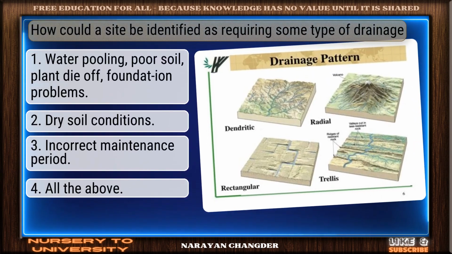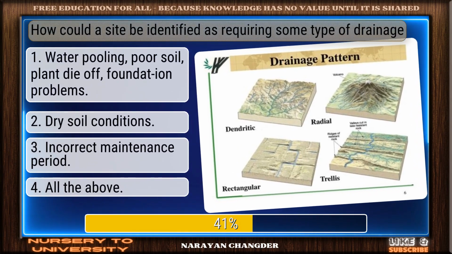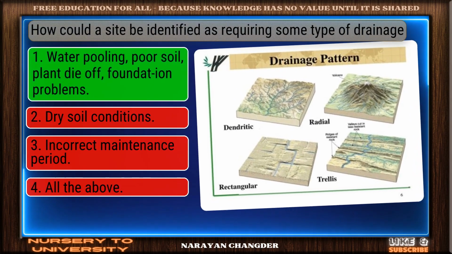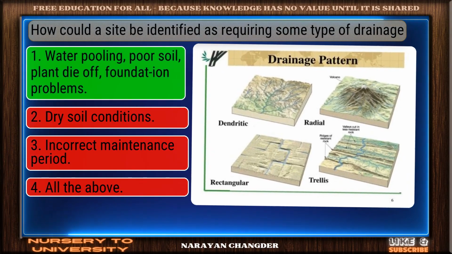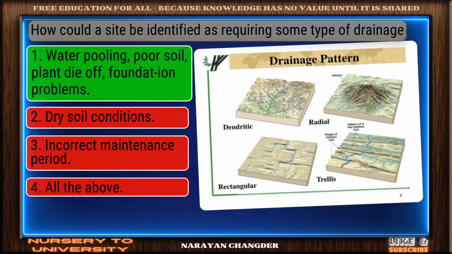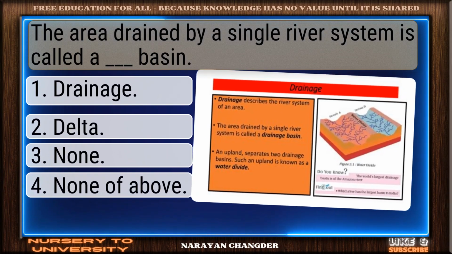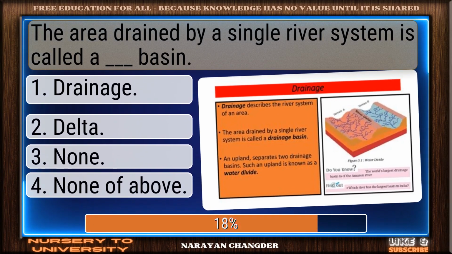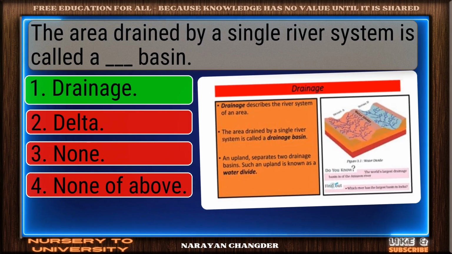How could a site be identified as requiring some type of drainage? Solid response. Water pooling, poor soil, plant die-off, foundation problems is a valid choice. The area drained by a single river system is called a dash basin. Strong choice. Drainage is the right answer.